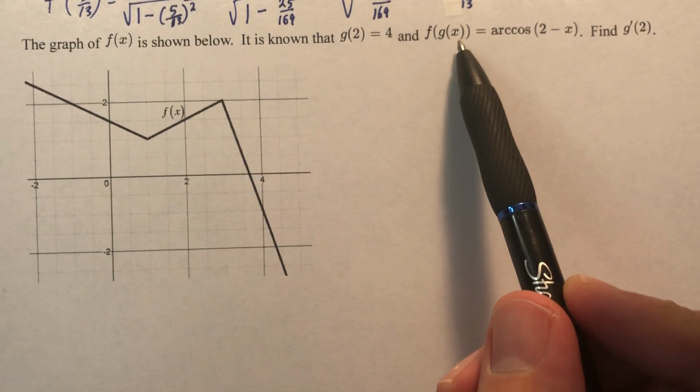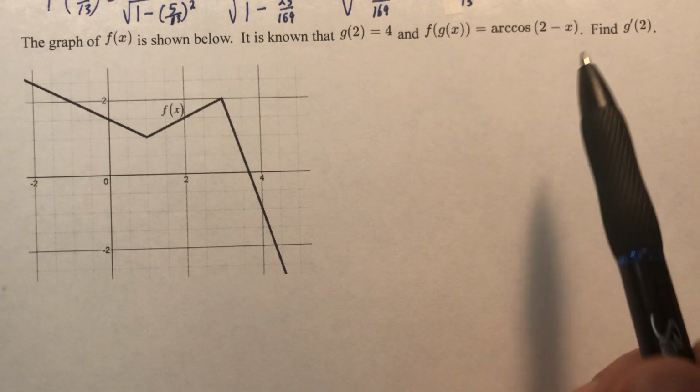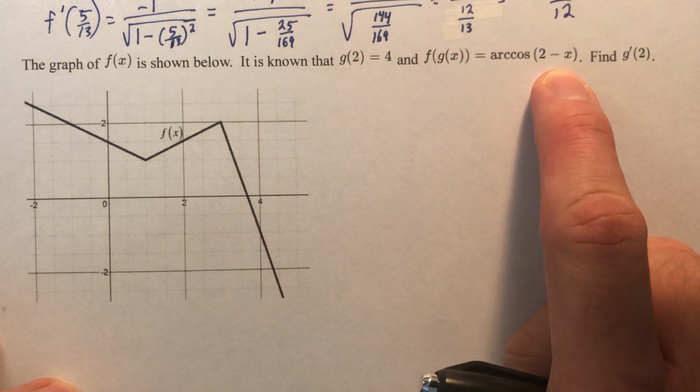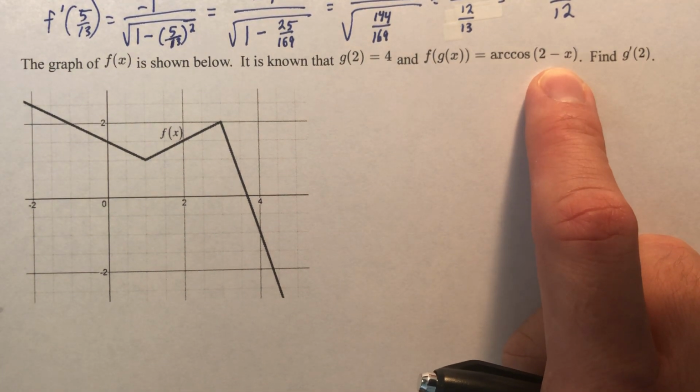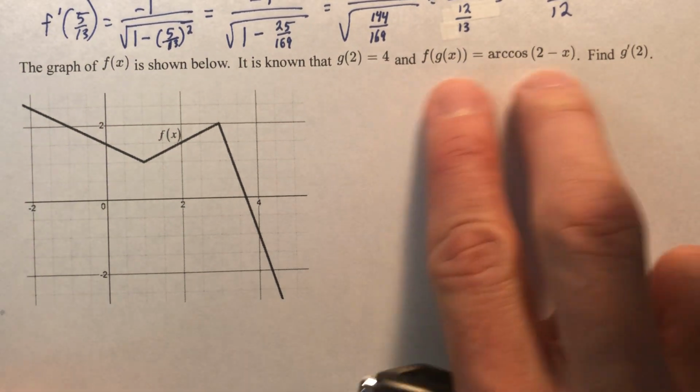And then f of g of x is equal to arc cosine of 2 minus x. Whoa, what? All right, so we have a composite function, and we know what that composite function equals. Now, if you're like, well, which one's f and which one's g? Don't panic. Stop. Let's not play that game. I just have this, and we're going to work with this.